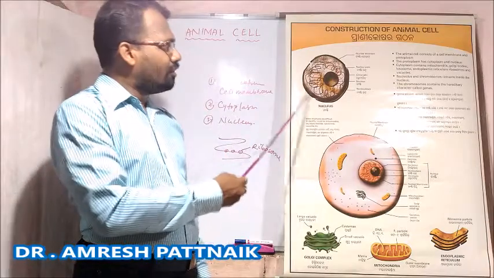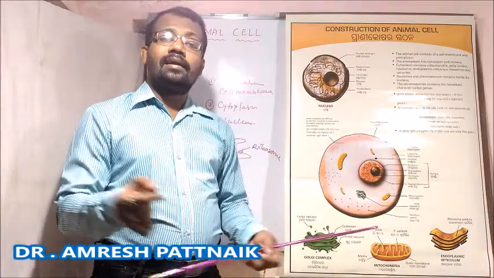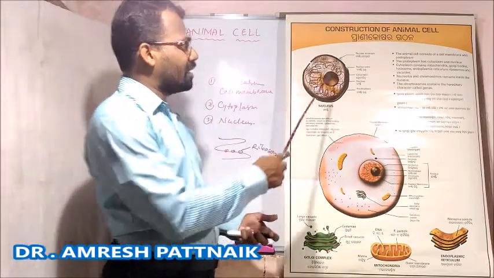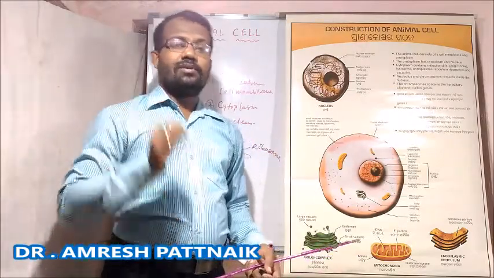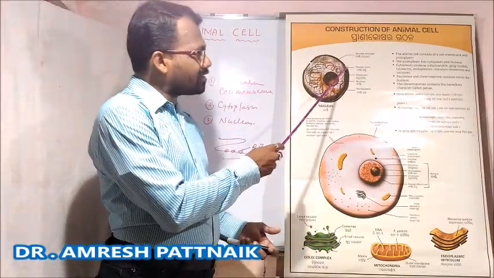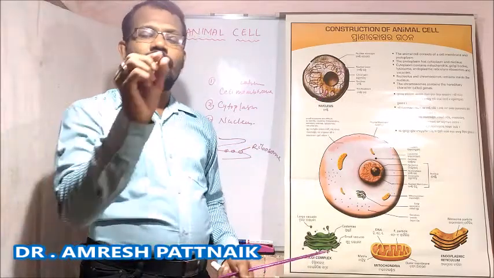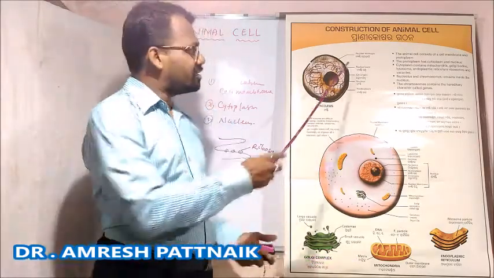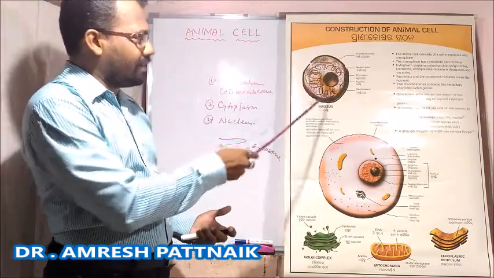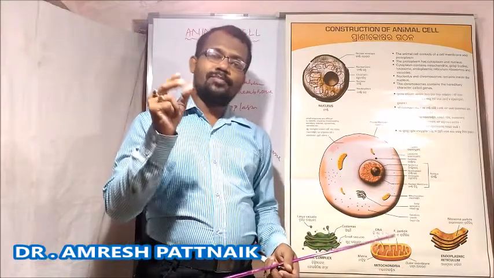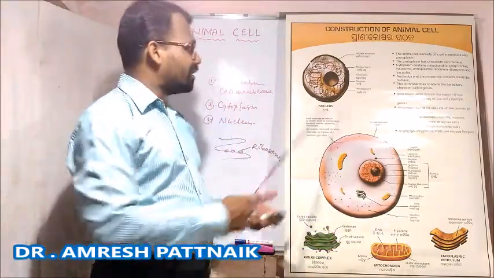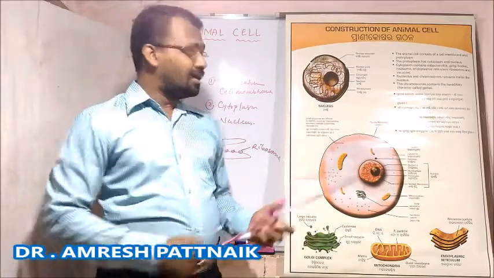Here we will find a double-layered outline. This outer covering is known as the nuclear envelope. The nuclear envelope is a double-layered structure, and in some parts you will find the nuclear pore, a small pore or hole-like structure, which is here. And inside the nucleus you will find another small spherical structure, that is the nucleolus. Here, this is the nucleolus.